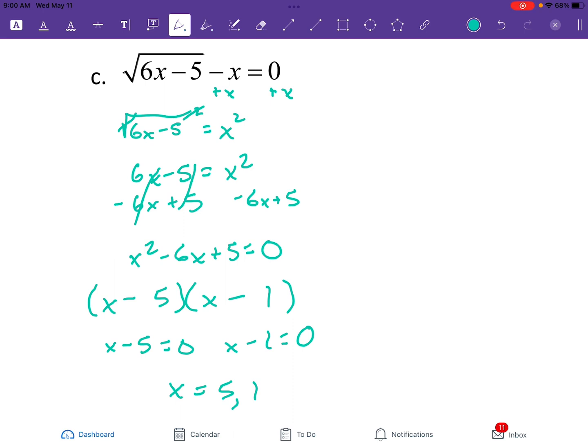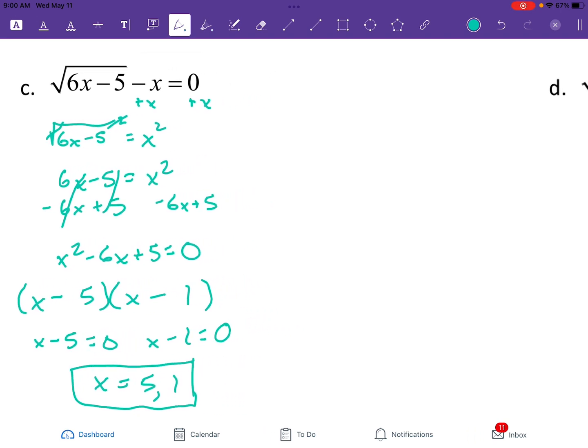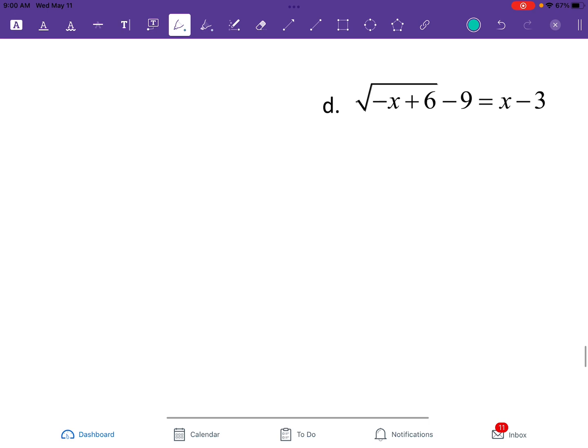All right, now, because the x was on the outside of the square root sign, we have to put these answers into our equation to see if it works out right. So 6 times 5 is 30, minus 5 is 25. The square root of 25 is 5, and 5 minus 5 is 0, so that one checks out. All right, next one, 6 times 1 is 6, minus 5 is 1, the square root of 1 is 1. 1 minus 1 is also 0. So these both work. So we're good to go. All that stuff I just did in my head. I can show you the work, but I just did it in my head.